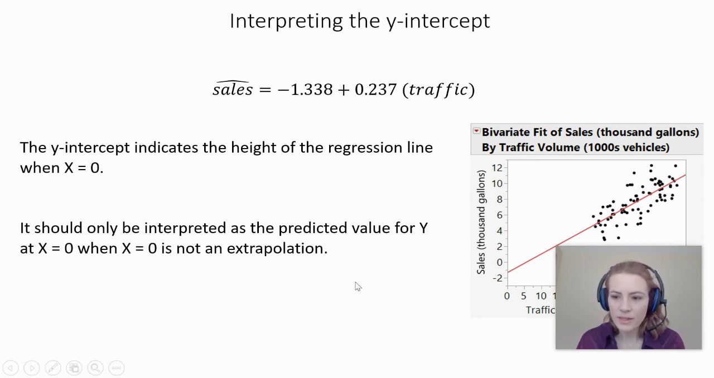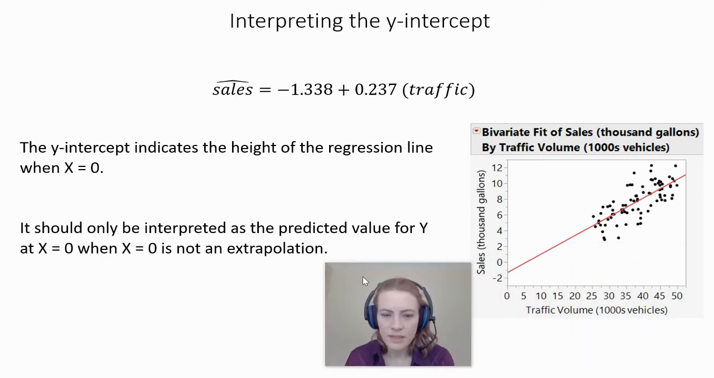All right, so the y-intercept, that is, in the algebraic sense, what we get if x equals 0. So say here, if traffic was 0, this term would drop out of the equation, and we'd be left with just the y-intercept. So that is, if we were to zoom out on our scatter plot, what's the height of the line when x equals 0?